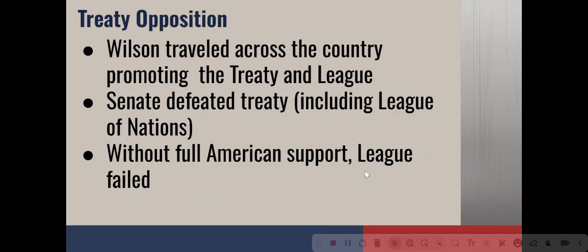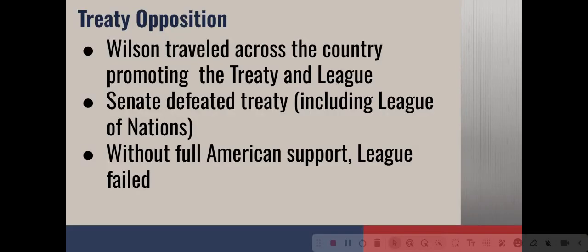So Wilson traveled across the country. He gave speeches. He tried to drum up support for the treaty and the League. It just didn't work. The treaty went to the Senate. It was defeated, and the United States did not sign the treaty. So we didn't join the League. So the big thing here is this is an American idea that was put in the Treaty of Versailles. It's directly from Wilson's 14 points, and then we don't join.